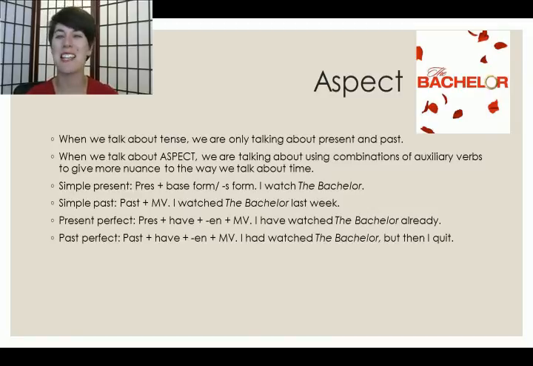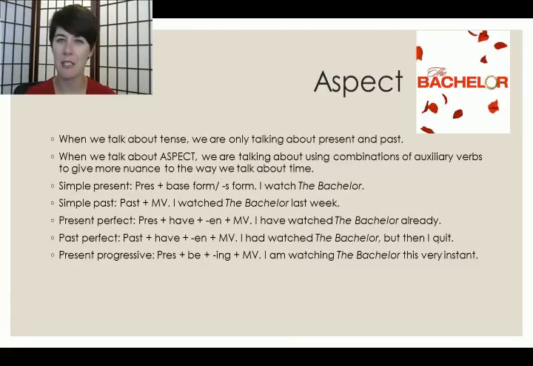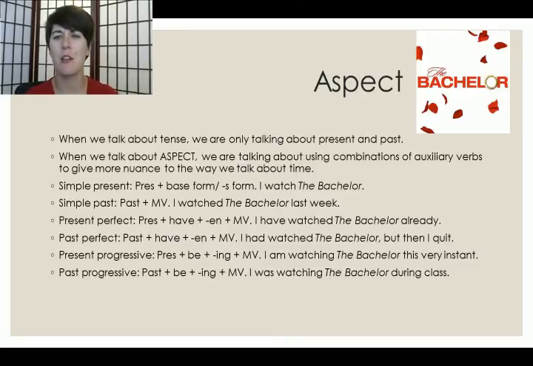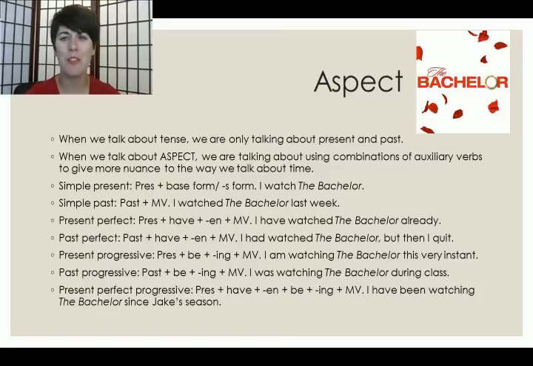When we use be plus ing, we're using the progressive aspect. So present onto be, I am. Ing onto main verb, I am watching The Bachelor right this very moment. Past progressive, past onto be, I was. Still the ing ending onto the main verb, I was watching The Bachelor during class. Tisk, tisk.